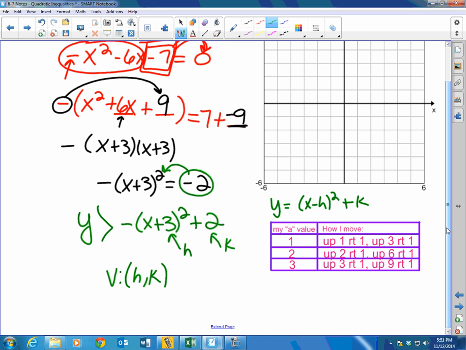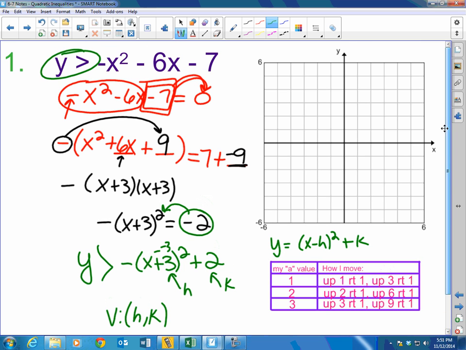So remember that this is really minus negative 3 right here. And so remember your h, when it comes out of that parentheses, the sign gets switched on it, and then your k stays the same sign. So in this case, my vertex is negative 3, 2. Okay, the one that's in the parentheses, the sign switches on. The one that's not in the parentheses, the sign stays the same.